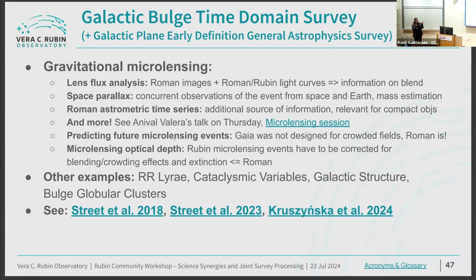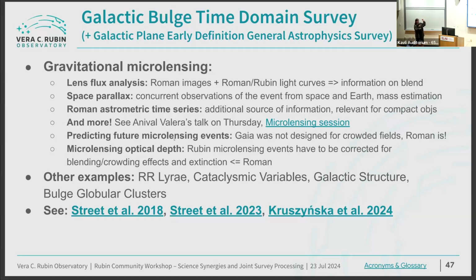Roman's main goal for the Galactic Bulge Time Domain Survey is microlensing, in order to find exoplanets. But if we combine data sets coming from both Roman and Rubin, we can constrain our microlensing models better. Also, if we observe simultaneously from Earth and from space, we can constrain the mass of the lensing object. And that's with time domain information.